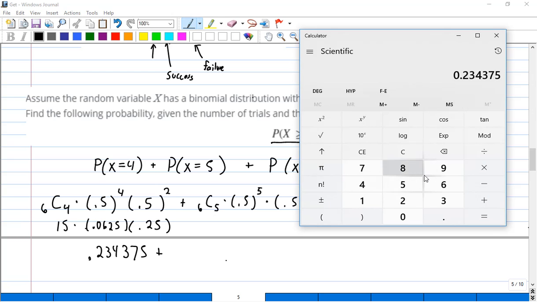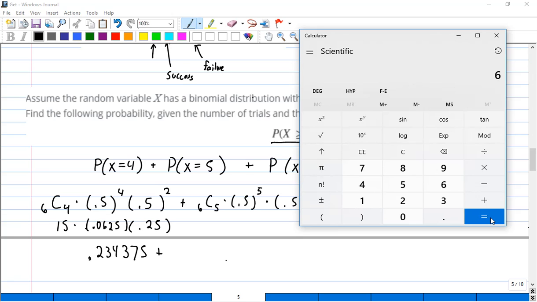Alright, 6C5 is 6 factorial divided by 1 factorial divided by 5 factorial. Wait, that was wrong. Can't be right. So 6 factorial divided by 6 minus 5, which is 1 factorial, divided by 5 factorial. Okay, 6. I punched something in wrong.